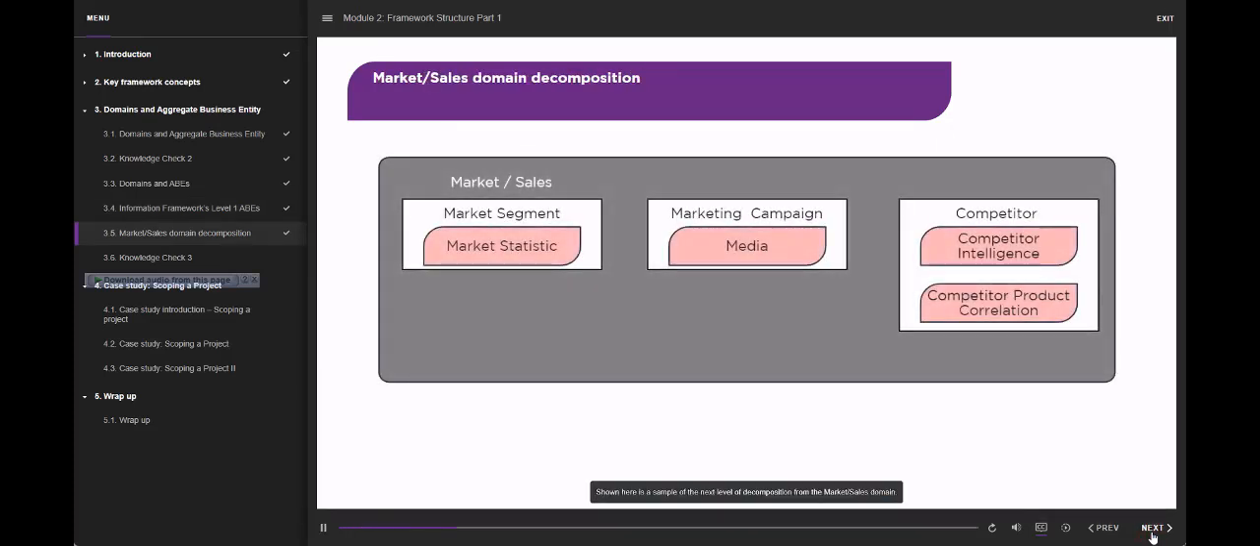Shown here is a sample of the next level of decomposition from the market sales domain. For example, the competitor ABE contains competitor entities along with two other ABEs as shown.